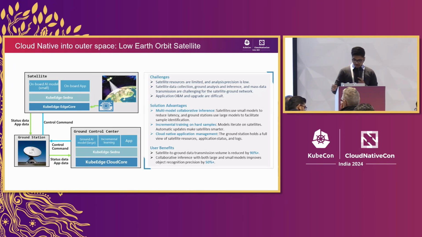Like I said, more than 80 to 90% of data is not very useful for the ground station. So this satellite was used for flood mitigation and disaster mitigation, so it was very important to reduce the time of inference here.